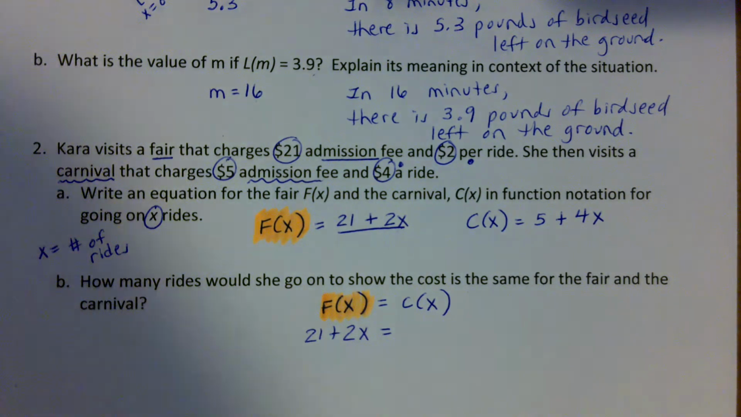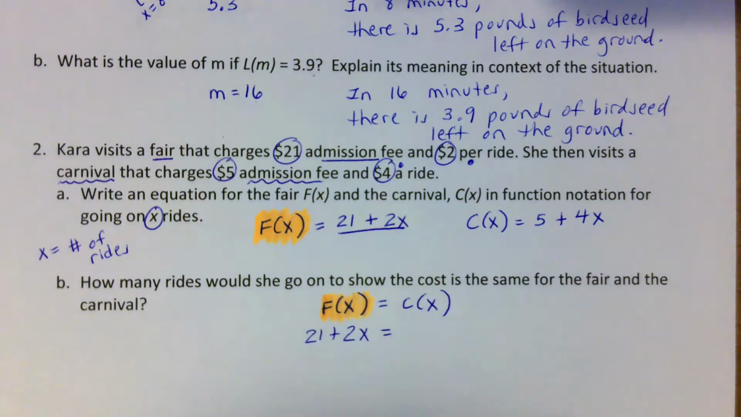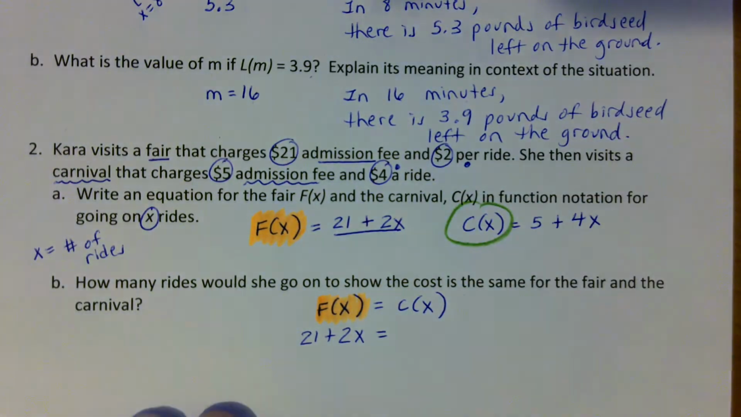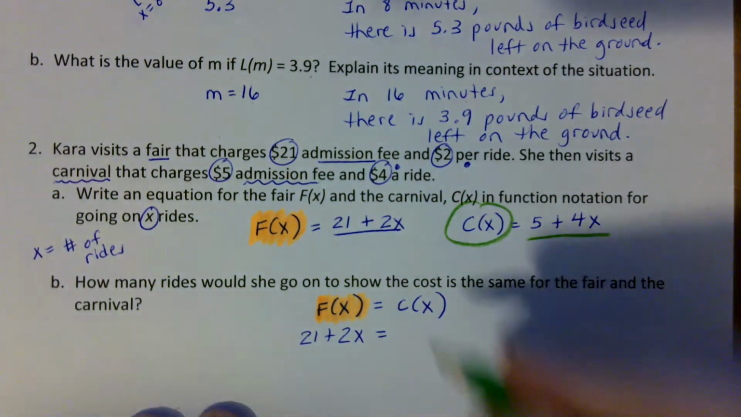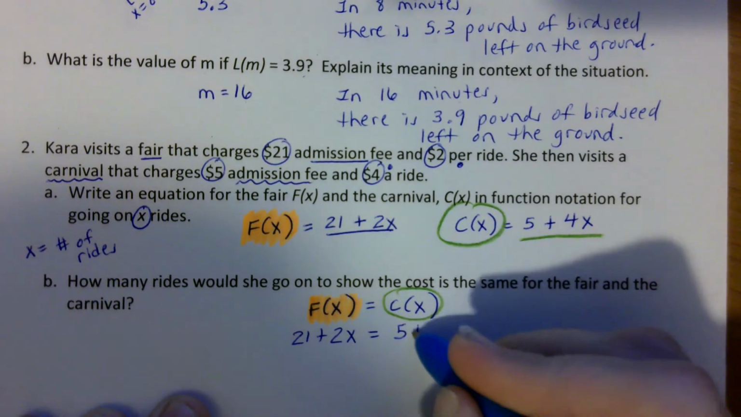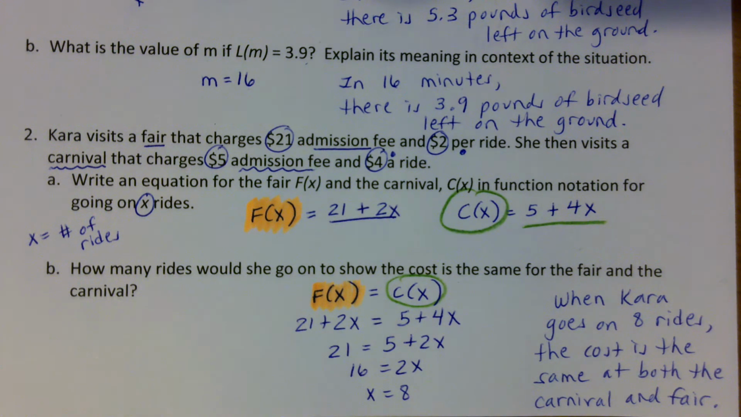Now for our carnival, c of x is equal to 5 plus 4x. Wherever I see c of x, I can replace it with 5 plus 4x. And now you only have to solve for one variable. So stop the video, solve for the variable, and write down what that means in context of the situation. Okay, let's see how you did.